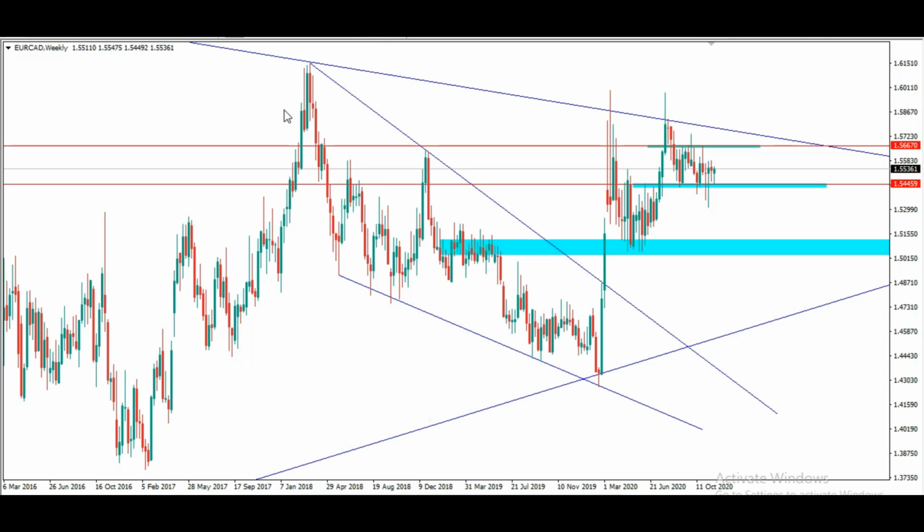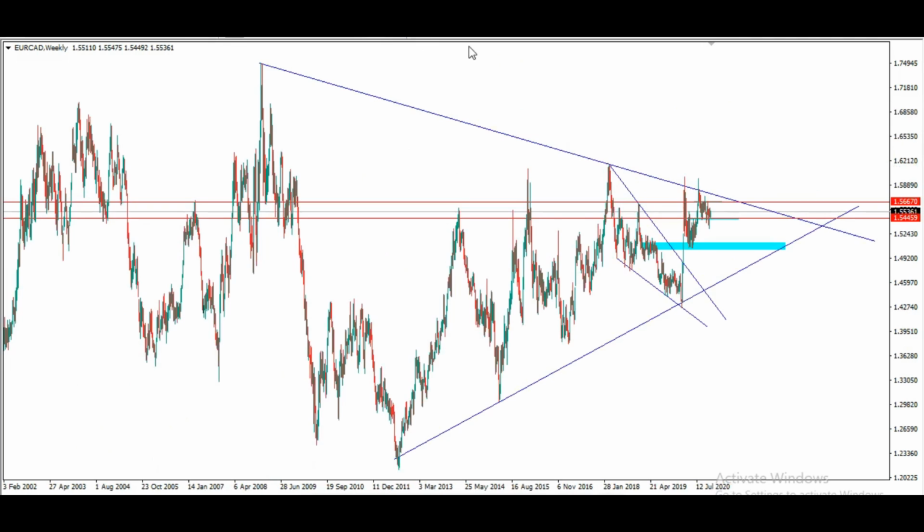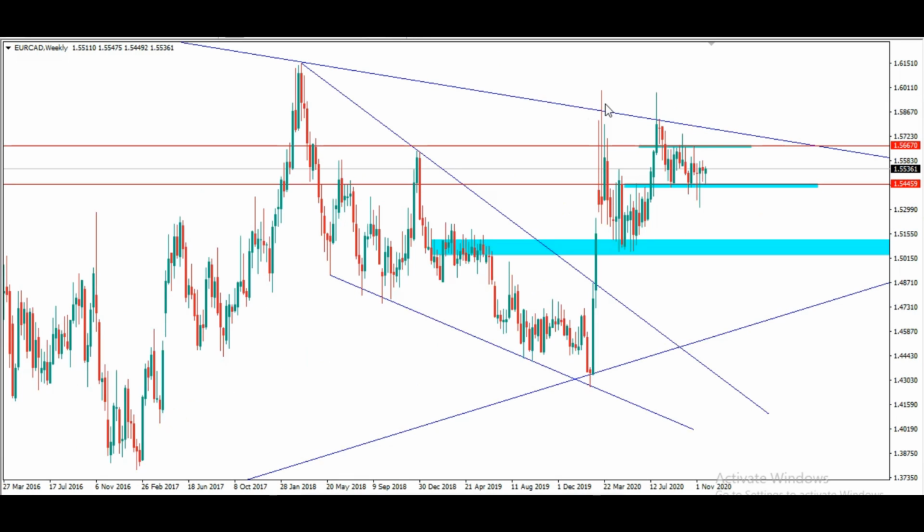Alright, so firstly what we can see is that we have this large triangle pattern right here. We can see that from here we had resistance at this point, we had resistance here, we had resistance right here. We can see that from here we had support once again at this point. So with this we can see that we have a strong triangle pattern in play.